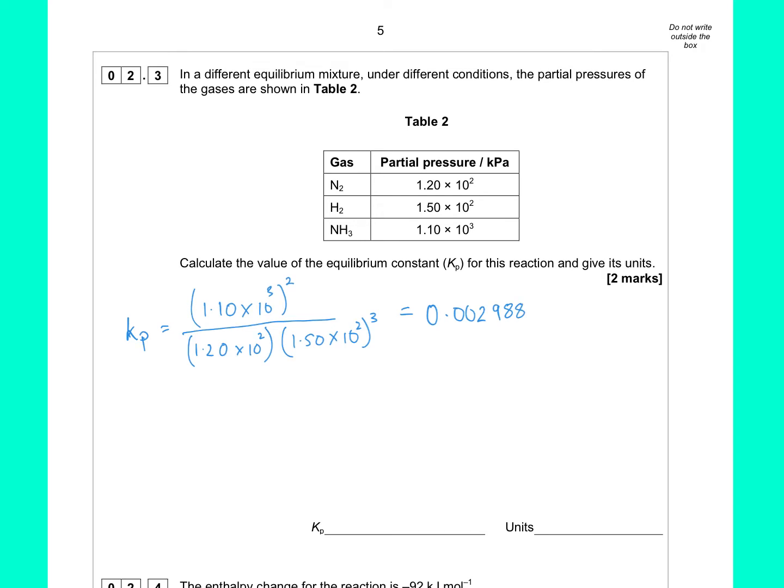So plug all the numbers into the calculator and you'll get that it's 0.002988. And the units, if all the partial pressures are given to you in kPa, then you're going to have 2 lots of kPa on the top, 4 lots of kPa on the bottom, which means overall you've got 2 more on the bottom than on the top, so it's going to be kPa to the -2.